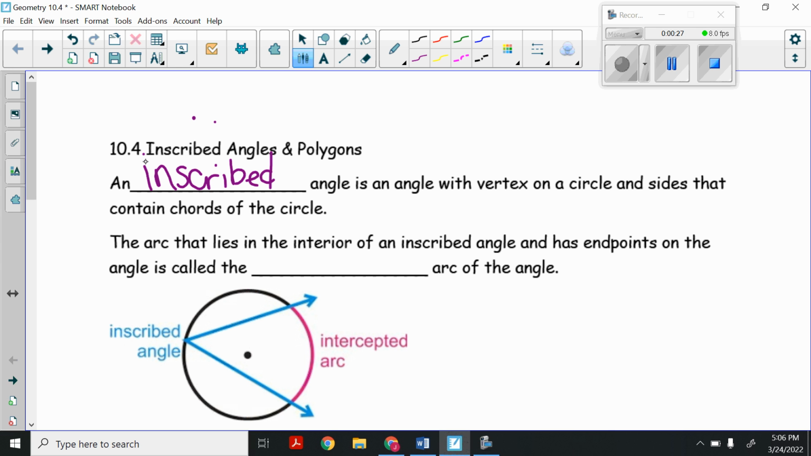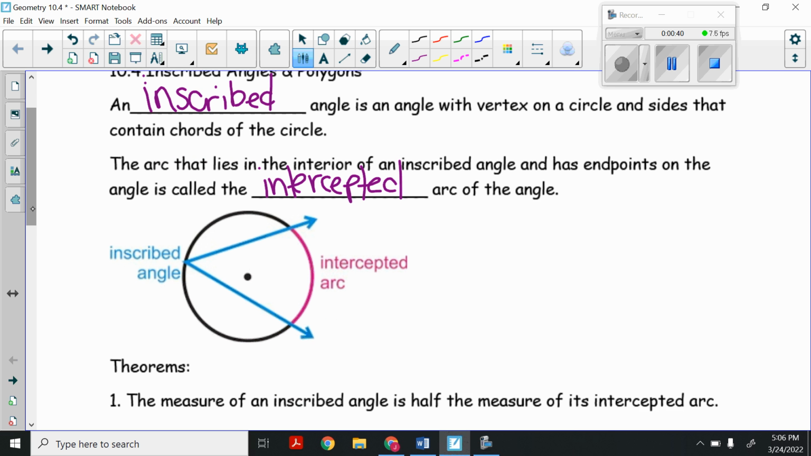The arc that lies in the interior of an inscribed angle and has endpoints on the angle is called the intercepted arc. All right, so in this picture, we see that this angle is the inscribed angle. So the vertex is on the circle itself, and then each of the sides of the angle are chords. This arc that's between those two chords is called the intercepted arc. We have some theorems that deal with these.